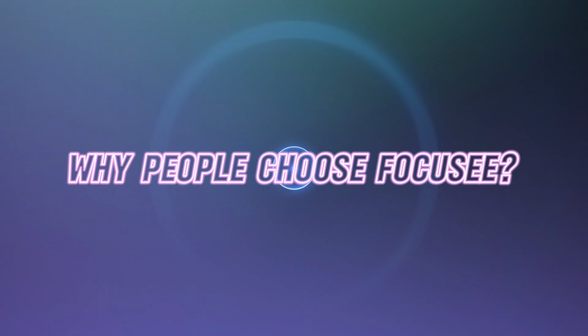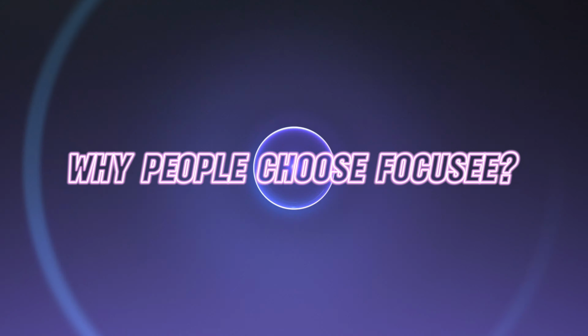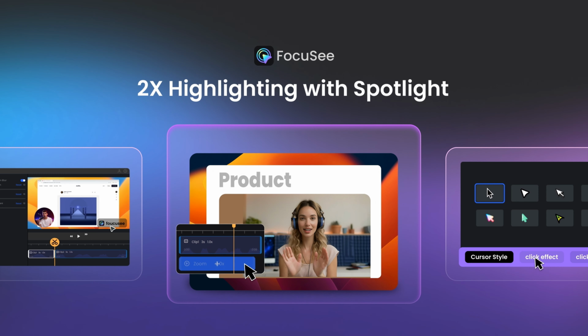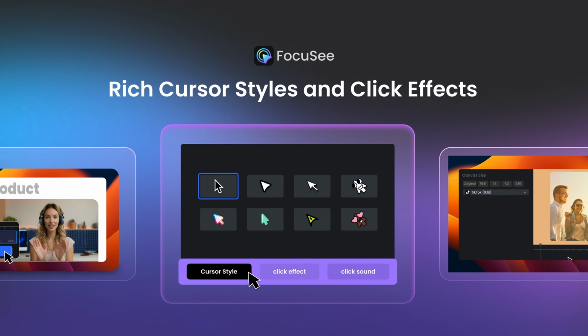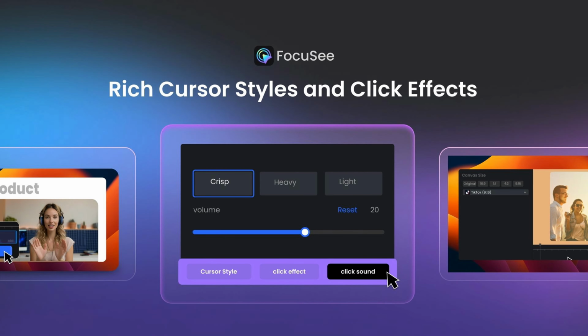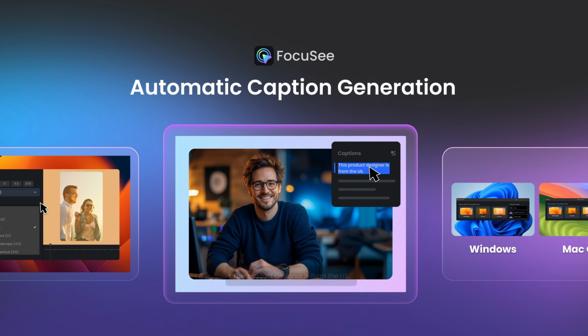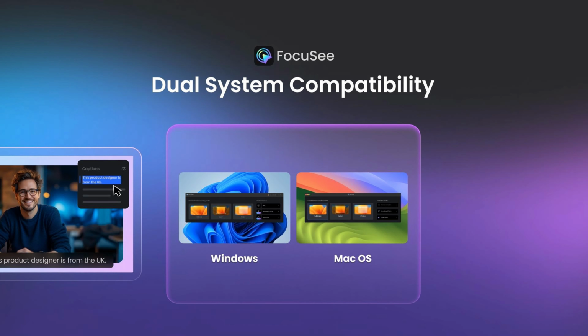Why people choose Focusee? The following are the main features of Focusee: automatic pan and zoom, captivating pro-level edits, 2x highlighting with spotlight, rich cursor styles and click effects, convenient sharing options, automatic caption generation, dual system compatibility.